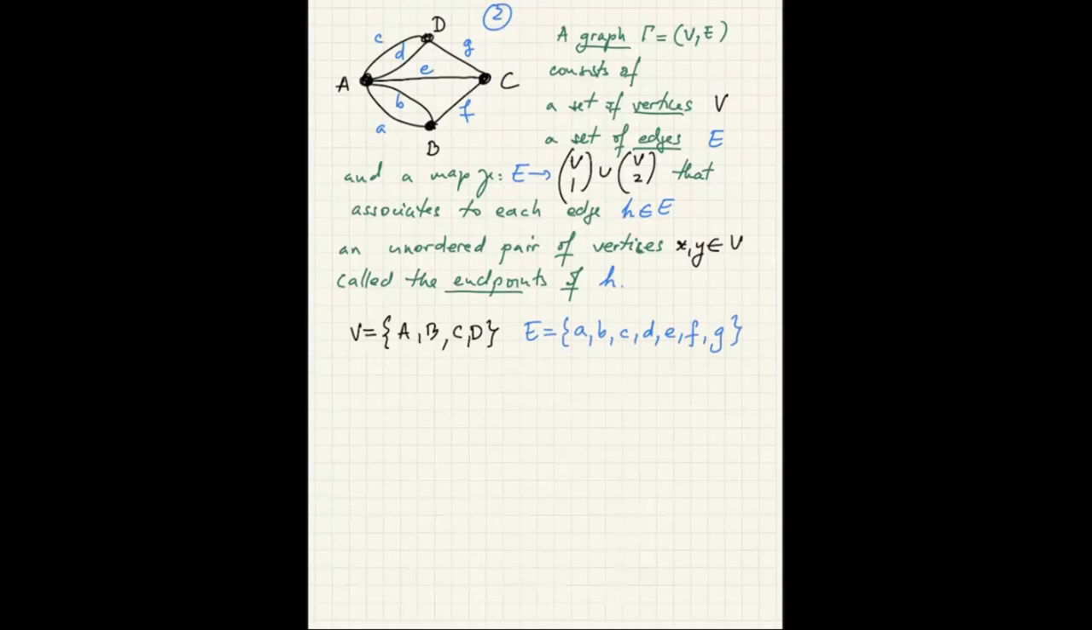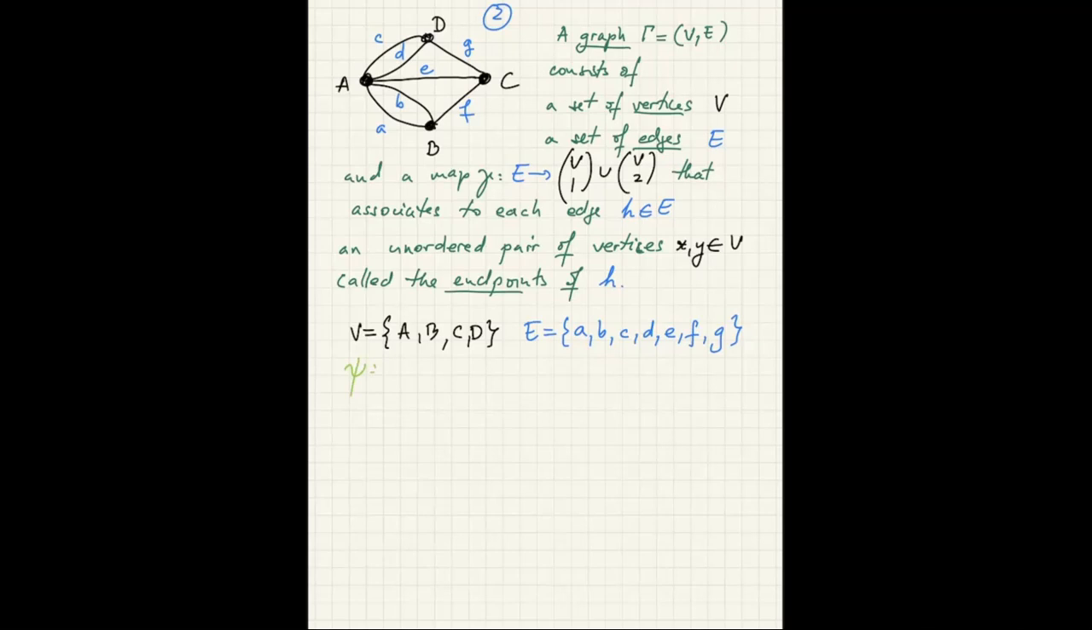Now we also have a way in which they're incident with each other, and this is given by a map, by a function, which associates to each edge an unordered pair of vertices. Let's call them x and y, which are called the endpoints of that edge. So if we were to describe this map explicitly, which will rarely happen, we'll do it here just to make sure that we are comfortable with all the notations.